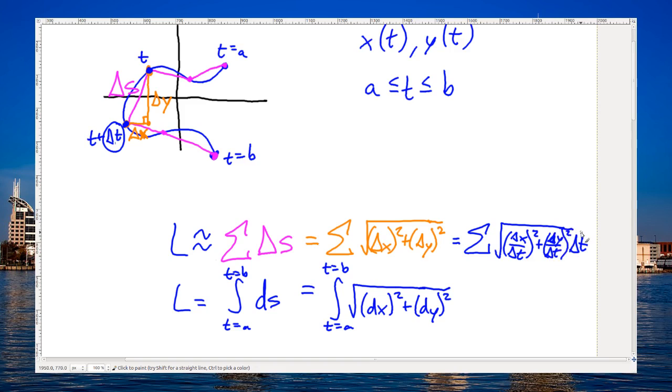And you can see how this delta t would multiply through. It becomes squared when it goes underneath the square root, and that would cancel with the delta t here, here, and here. So those would all cancel, and this is indeed the same thing as what I started with.